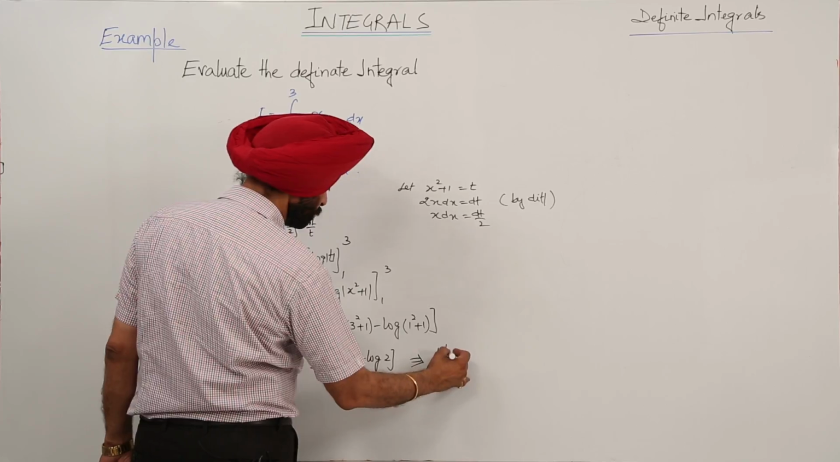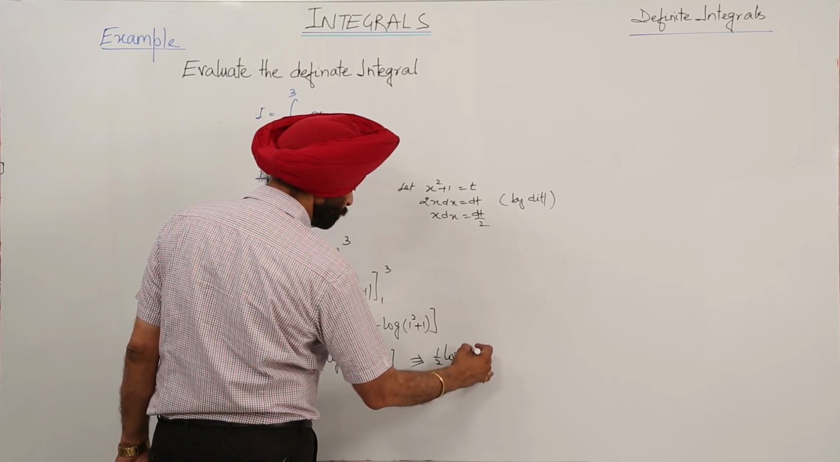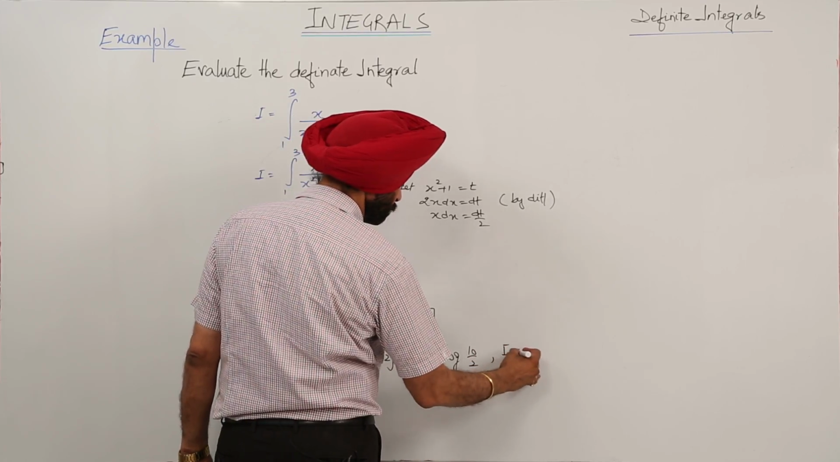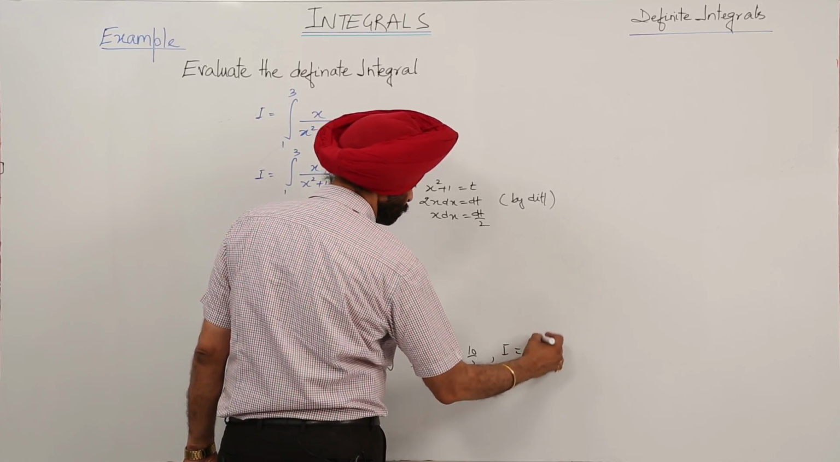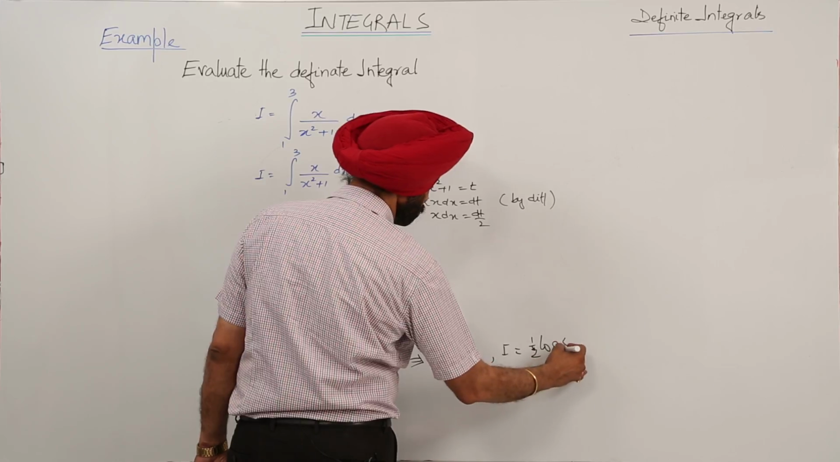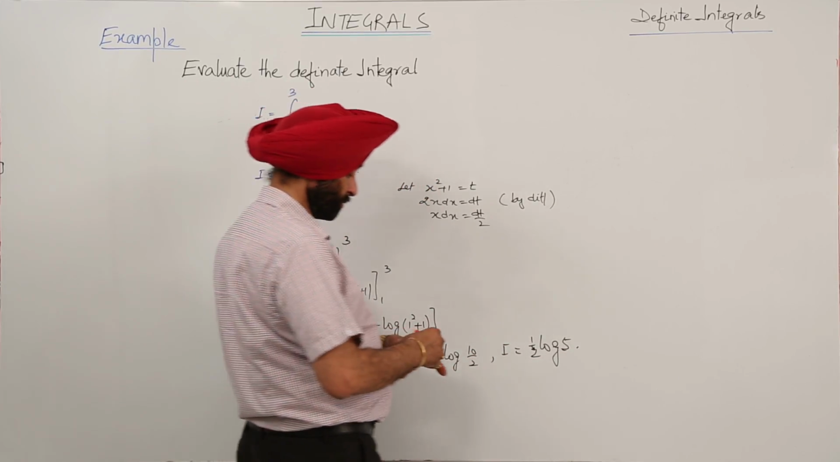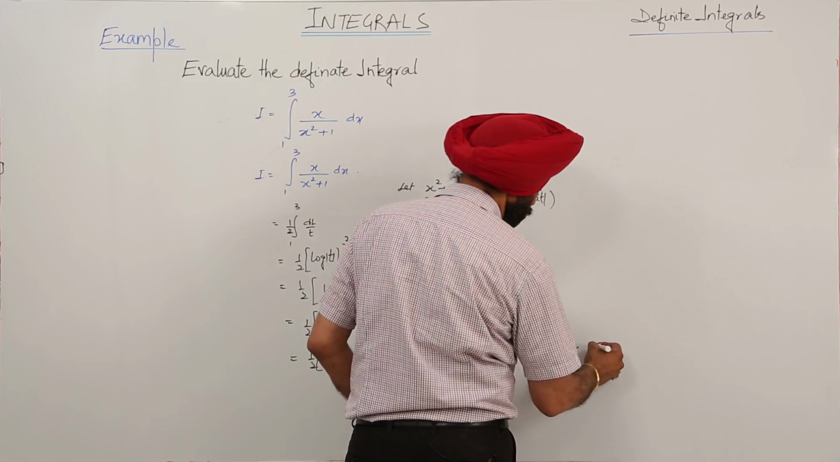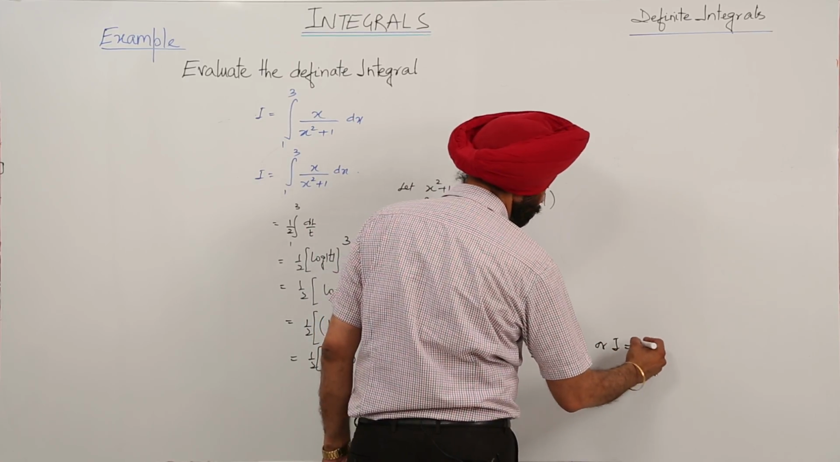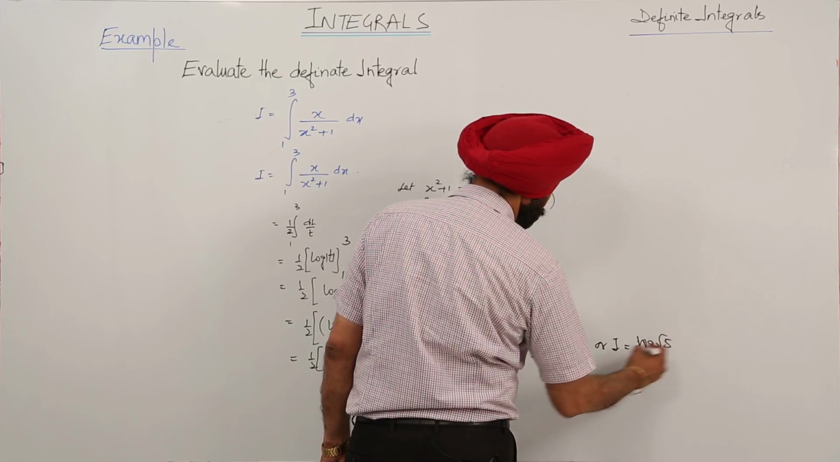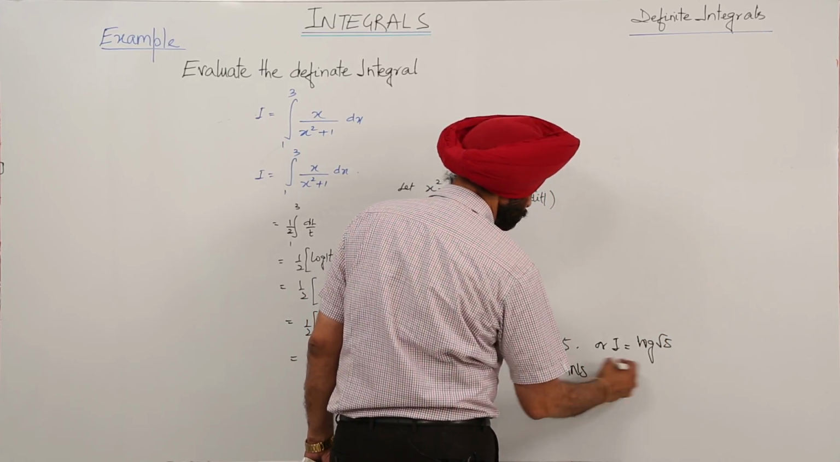Half log 10 upon 2, which is half log 5. Or we can write it as log root 5. Both are answers.